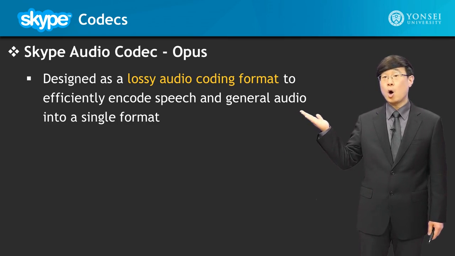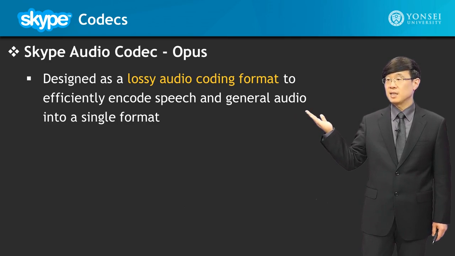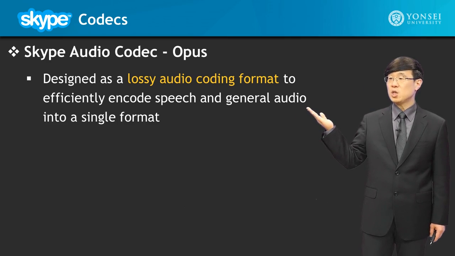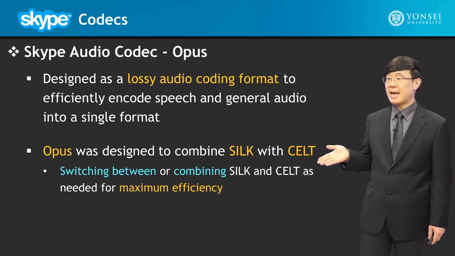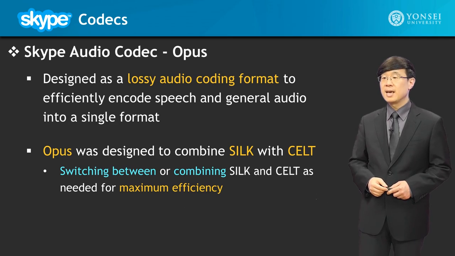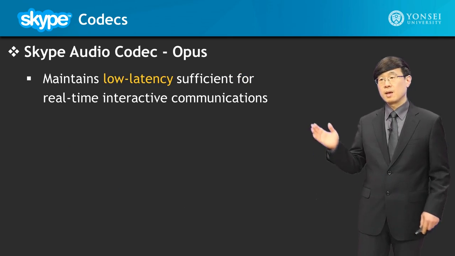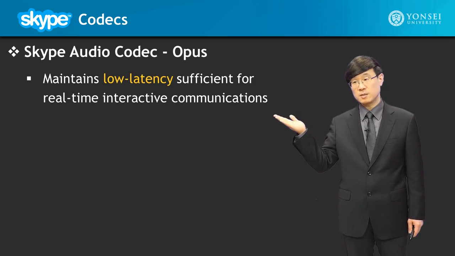Skype audio codec Opus is what we'll look into now. Designed as a lossy audio coding format to efficiently encode speech and general audio into a single format. Opus was designed to combine Silk and CELT, switching between or combining Silk and CELT as needed for maximum efficiency. Opus also maintains low latency, sufficient for real-time interactive communications.